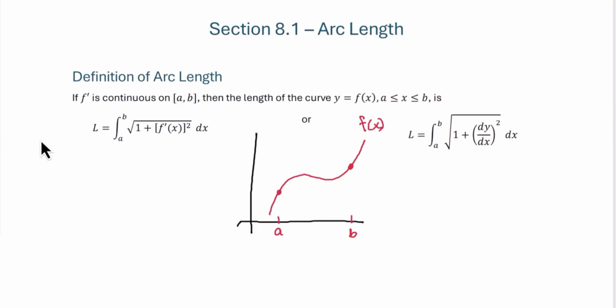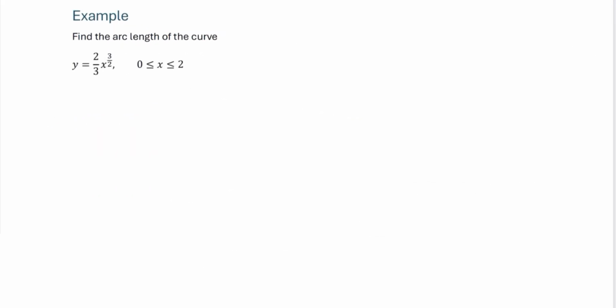The formula to do that is given here. The integral from a to b of the square root of 1 plus f prime squared dx. Or we could also use the Leibniz notation. The first thing we need is y prime, the derivative. We'll get x to the 1/2.